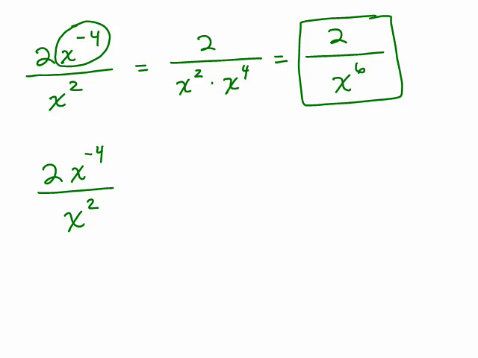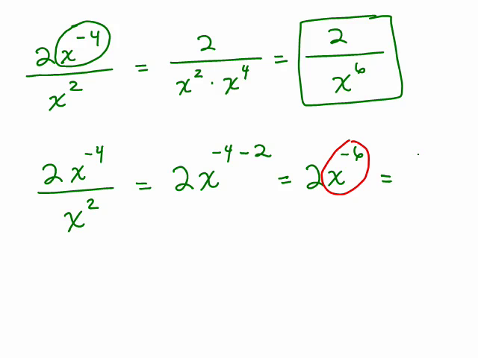See if you could take this problem and try working it a different way by using the quotient rule first. Okay, be careful here. The 2, that's just there as a 2 still. And now if I subtract my exponents, I have negative 4 minus 2 using the quotient rule, which is 2x to the negative 6. And at this point, since I have a negative exponent, I now need to move that down to the denominator as 2 over x to the positive 6.